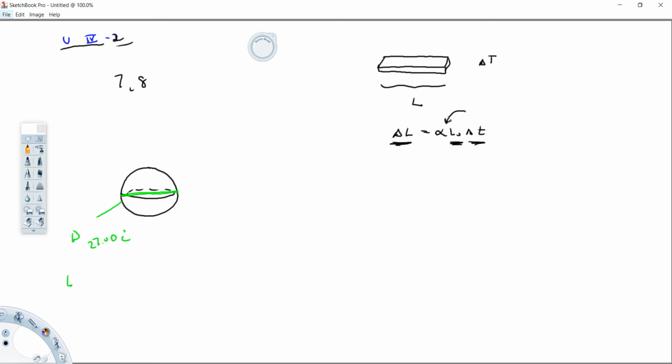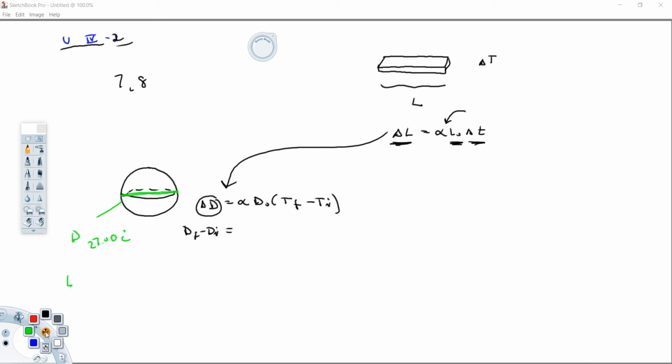So what we can do is apply this formula, and I'm just going to write it like this. The change in diameter, because again, the diameter is a length, can be written as alpha, the coefficient of linear expansion, times the original diameter, times the delta T, which we could write as T final minus T initial. And this change in diameter, you could also write as D final minus D initial if you wished.